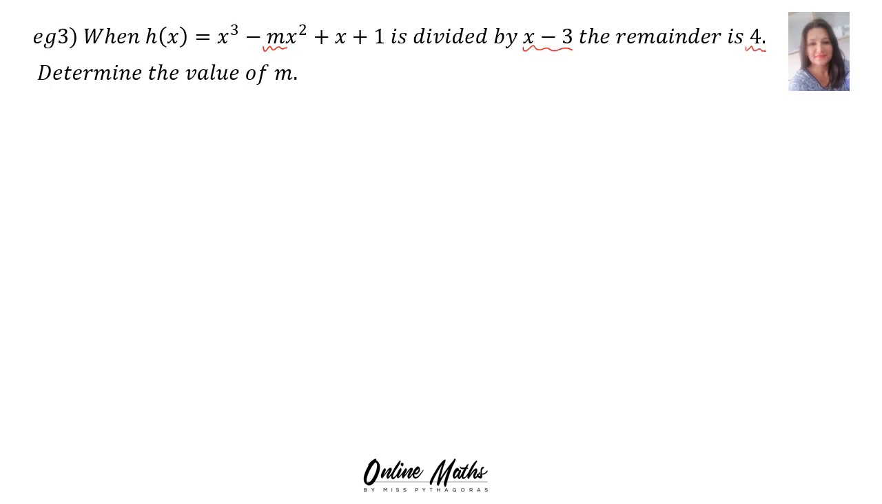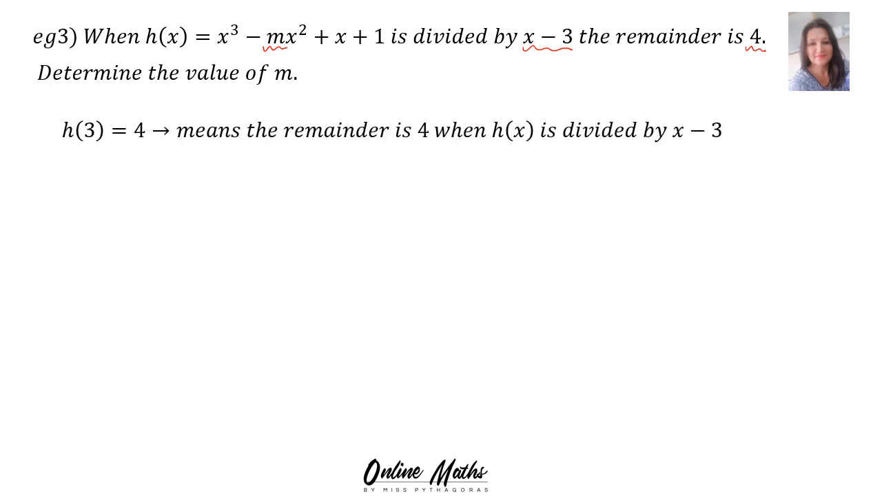Can you see? Now the remainder is given. In the previous two examples, I asked for the remainder. The question here says, determine the value of m. So what you're going to do, h of 3 is equal to 4. This means that the remainder is 4 when h of x is divided by x minus 3.